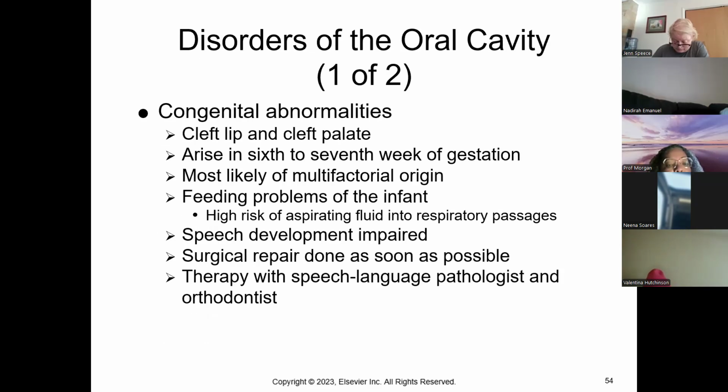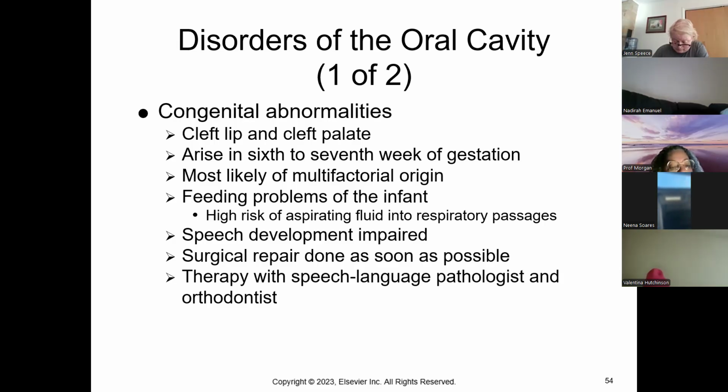So with the oral cavity, some of these are congenital, like cleft lip and cleft palate, and they develop in the mouth and the face. During the second or third month of gestation, the cleft lip and the cleft palate seem to be multifactorial in origin, meaning there are multiple things that cause it. They're related to a number of inherited and environmental factors. They may have one or both.